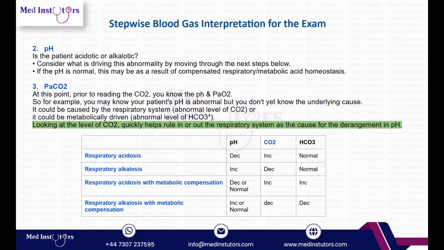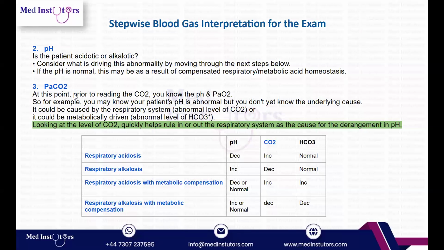Now let's move on to the pH. Again, if you're looking at the arterial blood gases and interpreting them, you need to look at the pH to find out first whether the patient is acidotic or alkalotic. Then consider what is driving this abnormality by moving through the next steps below. If the pH is normal, this may be as a result of compensated respiratory or metabolic acid-base disturbance.